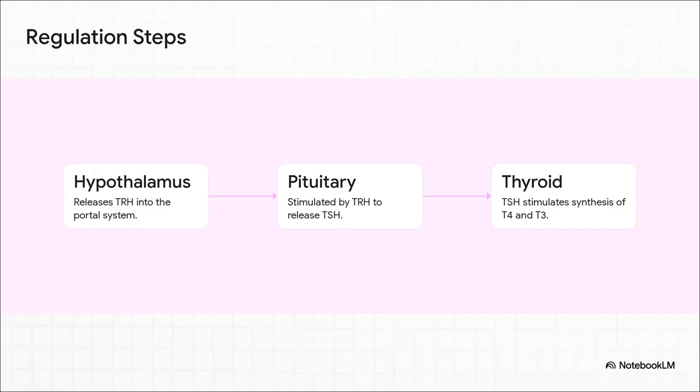Step 1, the regulation kicks off at the hypothalamus, which releases TRH into a specialized portal system. Step 2, that TRH travels to the anterior pituitary gland, stimulating it to release TSH, or thyroid-stimulating hormone. And then step 3, that TSH hits the thyroid gland itself, commanding it to synthesize and secrete T4 and T3 directly into the bloodstream. It's just a perfect, precise cascade of chemical communication.